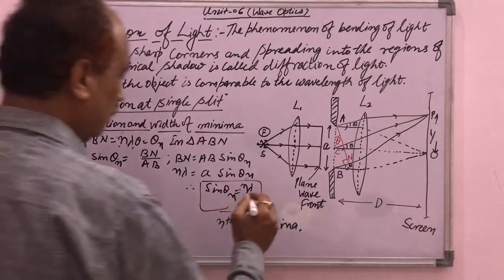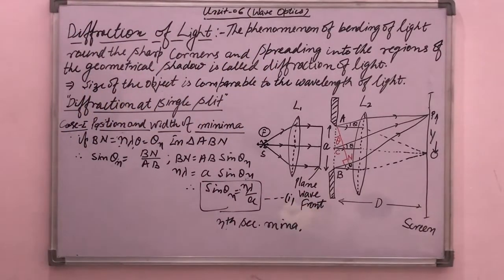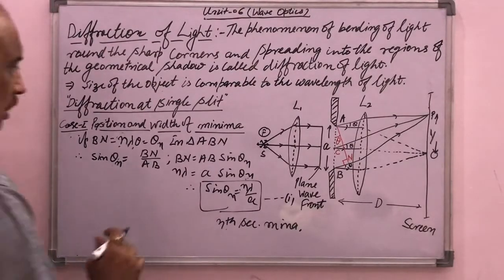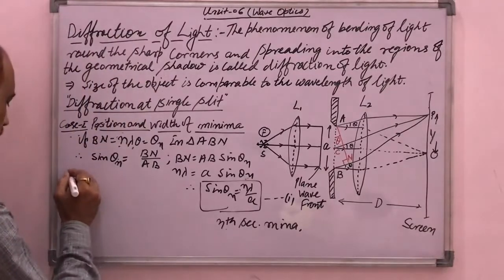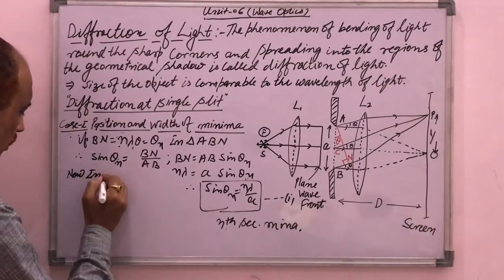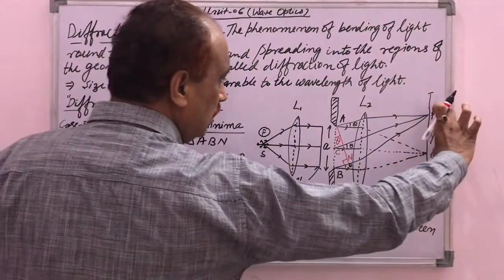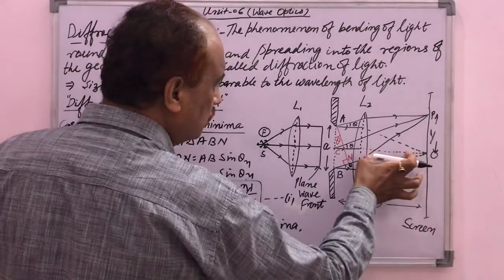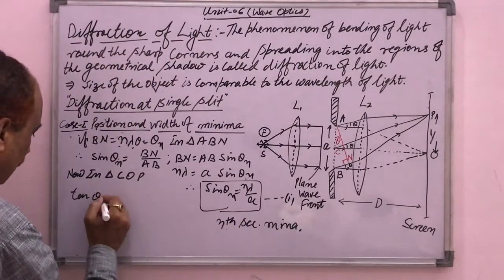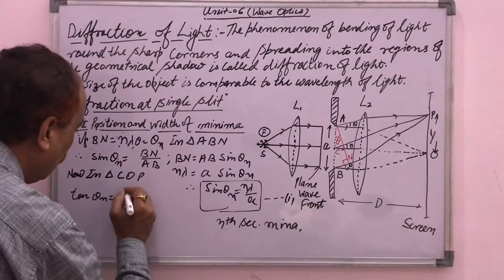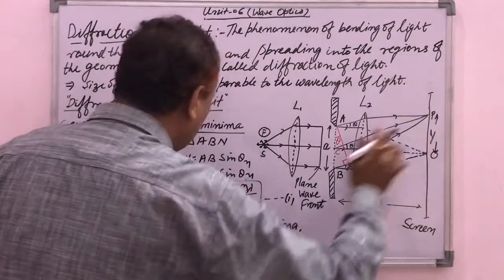So this equation we have to consider here. Suppose it is equation 1 for the nth secondary minima. Similarly in triangle COP, this is the distance PO upon this CO. So in triangle COP, PO upon CO is equal to tan theta n. So tan theta n will be equal to PO upon CO. Here PO is equal to the distance y.